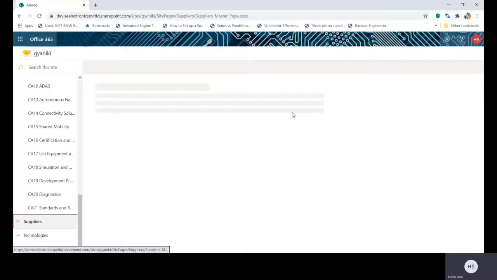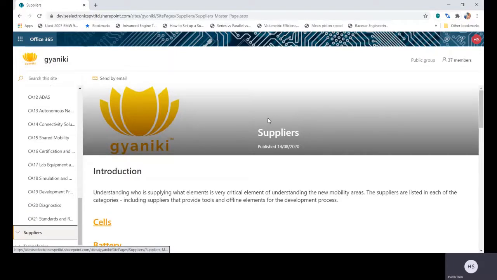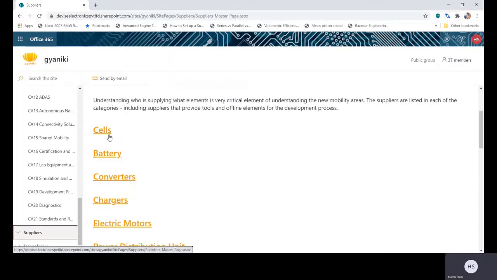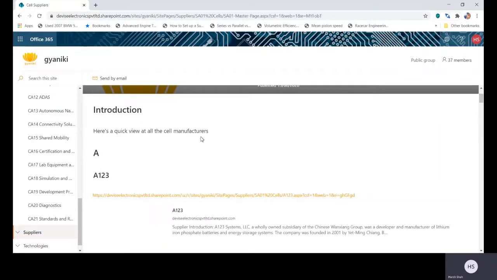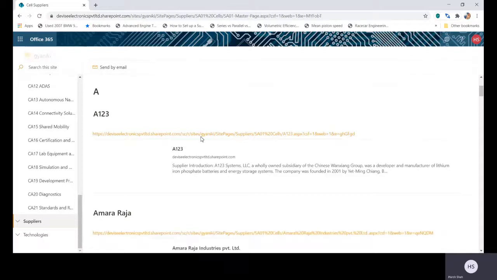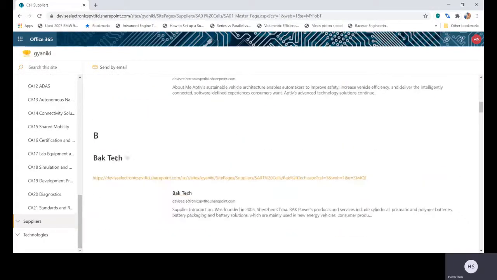Let's take a look at the suppliers tab. Again, I want to research what are some of the suppliers when it comes to cells, right? Let's say that I'm interested in Bark Tech.